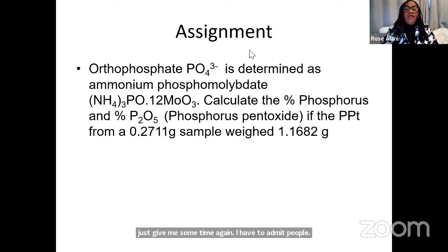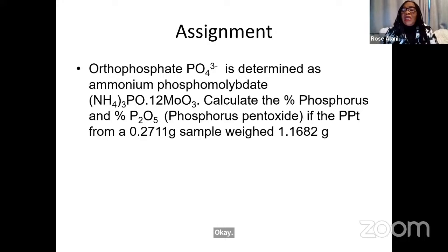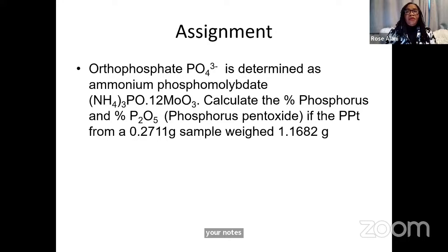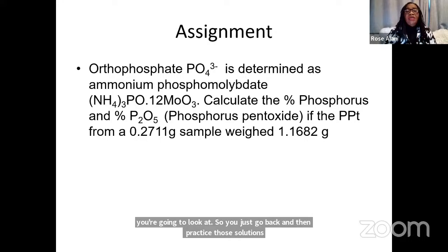You have an assignment here, which is already solved here. At the end of today's lecture, I'm going to give you your notes. So you go back and do the exercise, see how you can solve this assignment, but I already have given you the solution, which you're going to look at. So you just go back and practice those solutions and see how you can do it. But it's very simple.